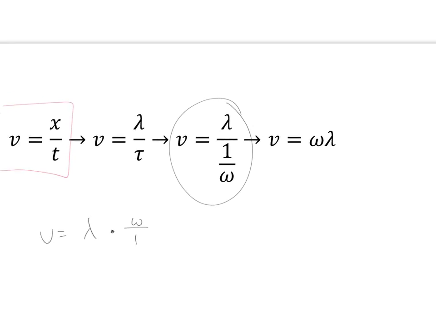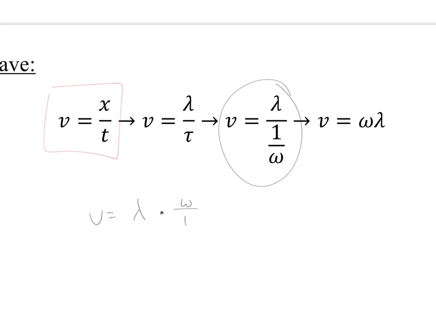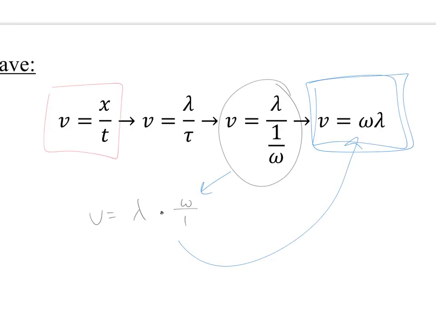I'll zoom out so you can see this a little better. Okay? So again, this goes to here, which really is just simply this. So this is our equation that we're going to use. So the velocity or speed of a wave is the product of its wavelength and frequency.